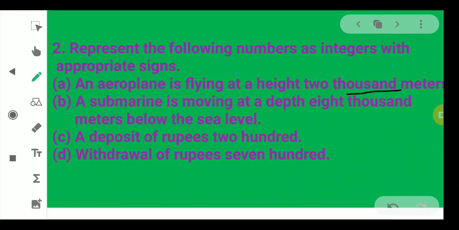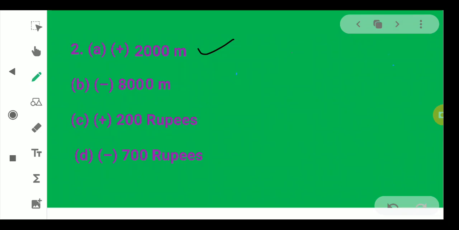Next is a submarine is moving at a depth of 8000 meter below the sea level. Now it is below the sea level. Now sea level is the standard one. Now upward direction we have taken positive and downward we are taking as negative to make the difference. Negative means we are going down, plus means we are going up. So this is 8000 meters. So this can be represented as minus 8000 meter.